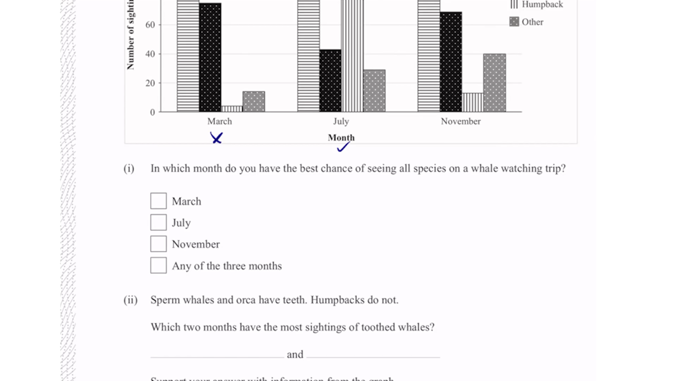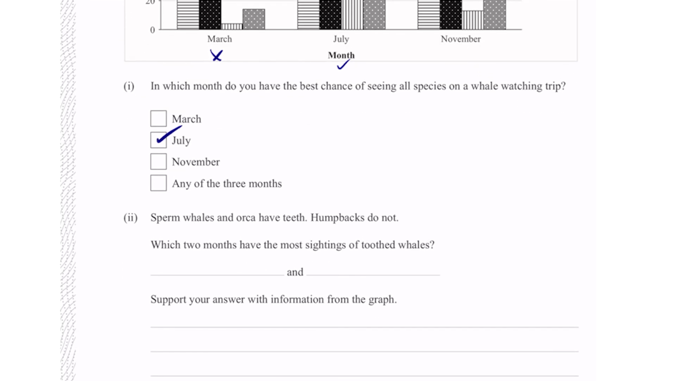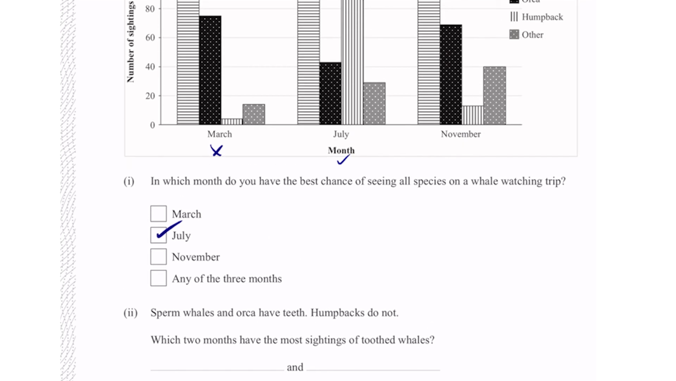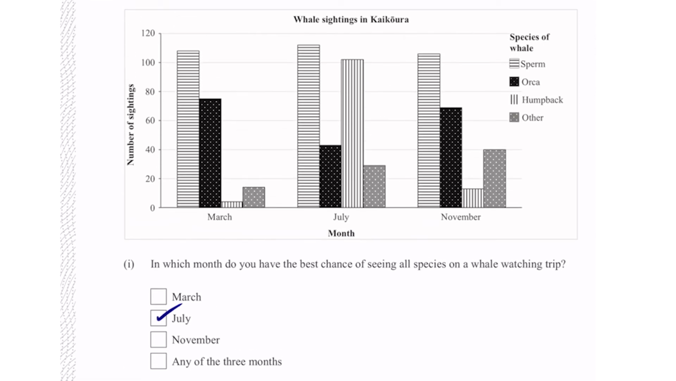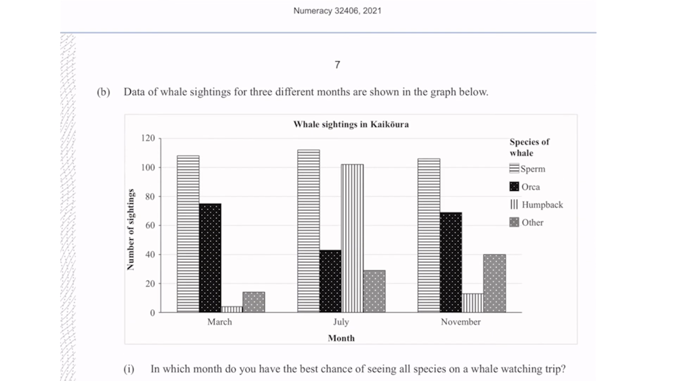Now part 2, sperm whales and orca have teeth, but humpbacks do not. Which 2 months have the most sightings of toothed whales? So which whales have teeth? Sperm and orca. So we're picking the 2 months which have the most sperm and orca sightings. So these are the first 2, the stripes and the dots. So which months have the most sightings of sperm and orca?